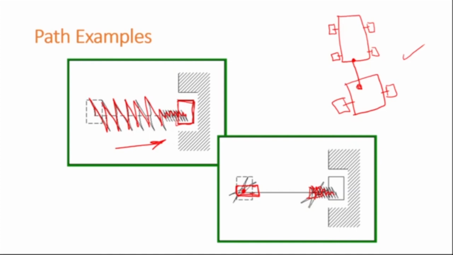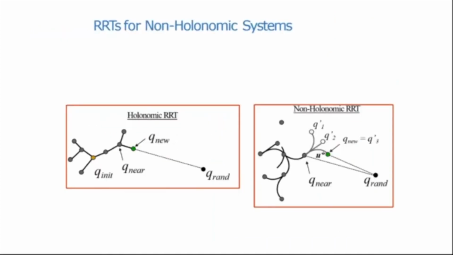Okay. Now let's see further. How do we plan the path for such kinds of motions? The car has to follow a sequence of motions to get to wherever we want it to go. One way of doing it is by using RRT, rapidly expanding random trees. This is something we studied a long time ago.